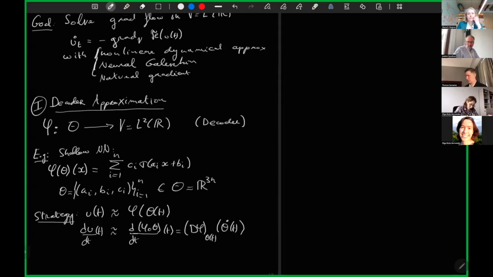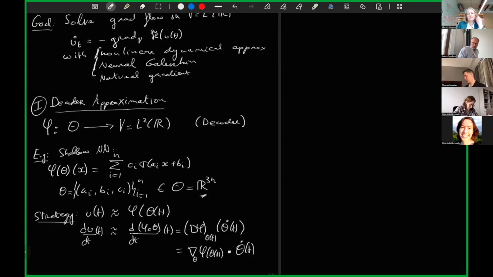Now, when we are in R^3, like in this example, the differential here is very simply replaced by the gradient with respect to theta of our decoder evaluated at the point theta t, then scalar product in R^n against a vector theta dot of t.